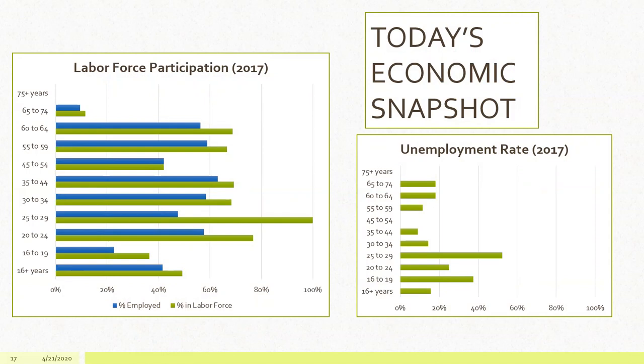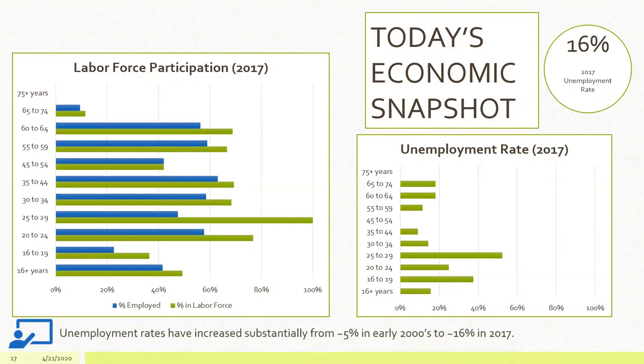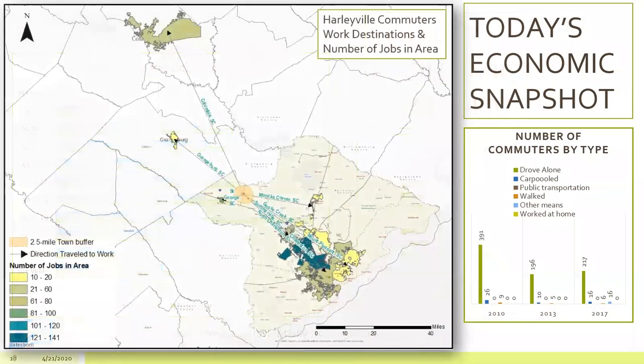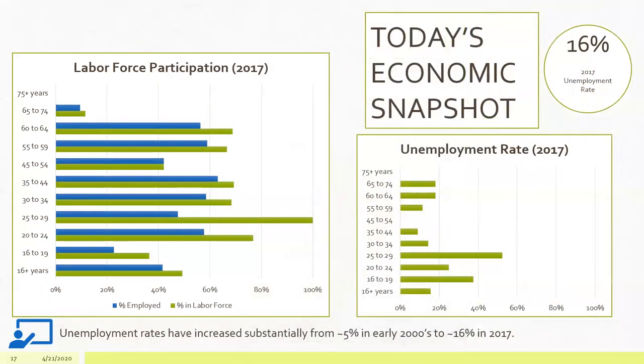On the chart on the right, this is showing the 2017 unemployment rate among these different age cohorts. So the highest unemployment, interestingly, is those in the 25 to 29-year-old age cohort. And the overall 2017 unemployment rate was 16%. Some of the takeaways here is that unemployment has increased substantially from about 5% in the early 2000s to about 16% in 2017. And given today's circumstances, it likely has gone up further from that 16% that we just showed here.